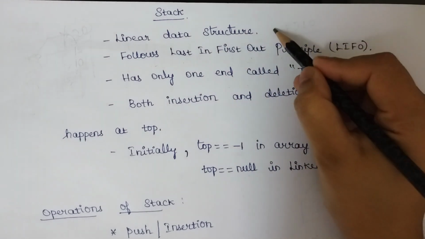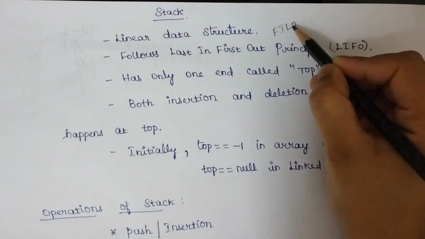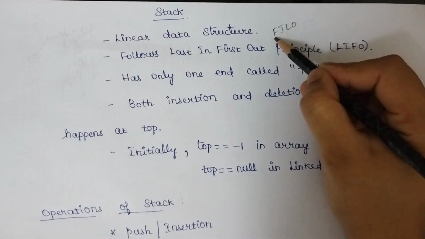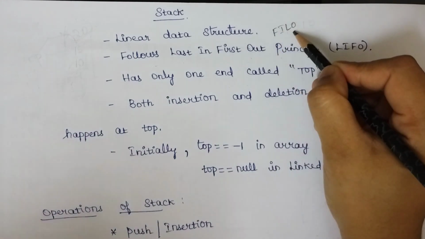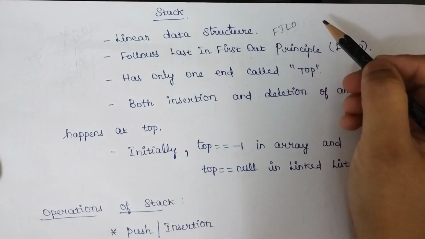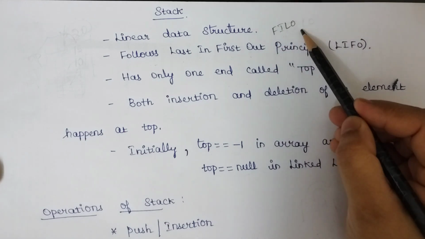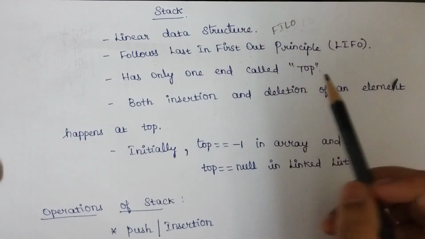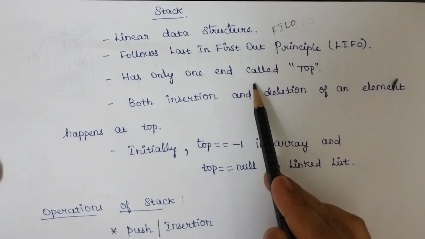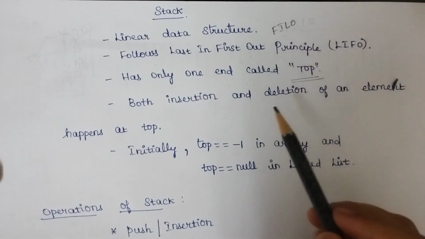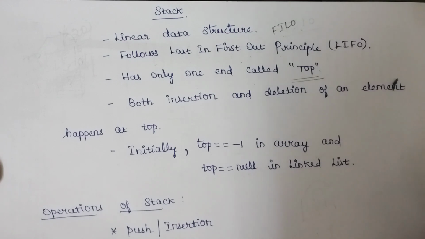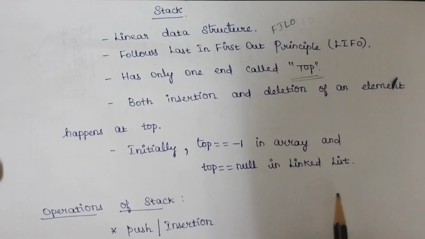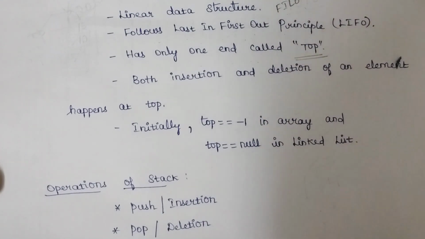We can also say it is first in last out, which means the element that is inserted first will be the one to get deleted last. So that is also called first in last out, or we can say it is the last in first out principle. And here, stack has only one end, which is called the top, where both insertion and deletion operations happen. And we'll see the structure of the stack now.